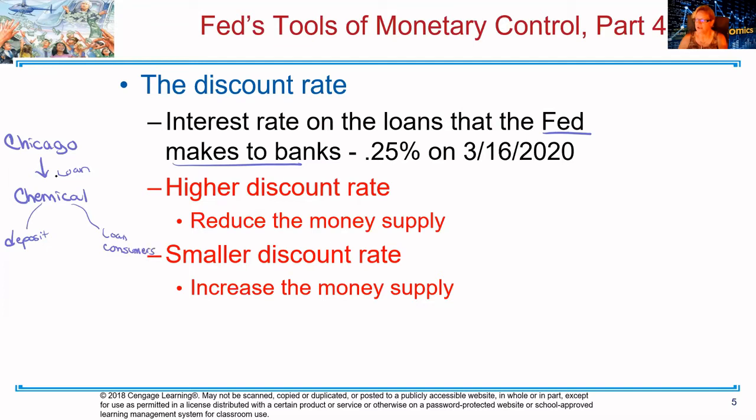If they reduce the discount rate, then that will increase the money supply because they have then more money because they're not paying interest on this loan. March 2020, it was 0.25%, and this is the discount rate that the Fed can increase or decrease depending on what they want to be doing with monetary policy.